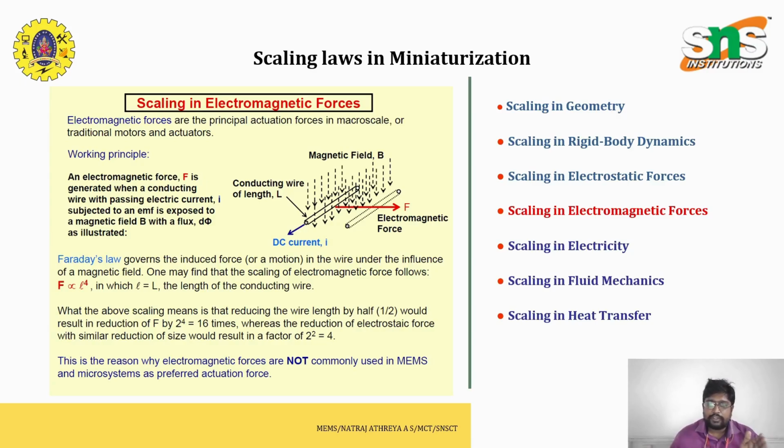The electrostatic forces have a slight decrease, whereas the electromagnetic force has a significant drop. So that is why in MEMS and microsystems, mostly for actuation, they use electrostatic forces instead of electromagnetic forces. This is an important point which will be the key to finding out what sort of actuation method you are going to use for your MEMS system.